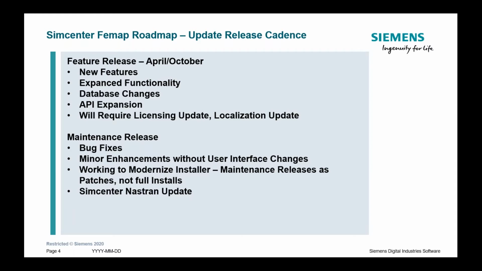The feature releases have new features, expanded functionality, database changes, API expansion, and a lot of times, well, they'll always require a licensing update and maybe a localization update if you're using Femap in a different language. The maintenance releases are all bug fixes. We have even moved away from putting minor enhancements in there unless it's behind the scenes. So there will never be a change in the user interface in a maintenance release.